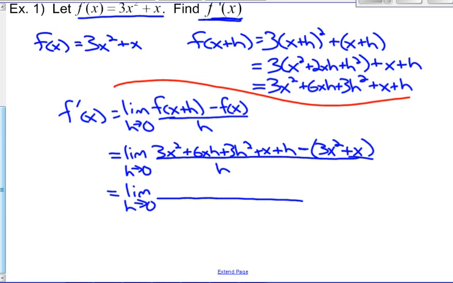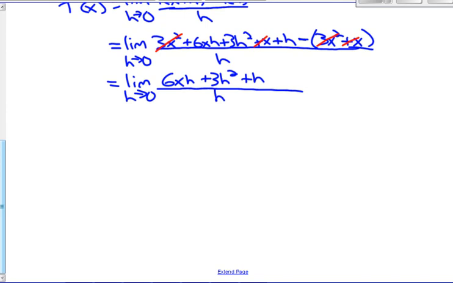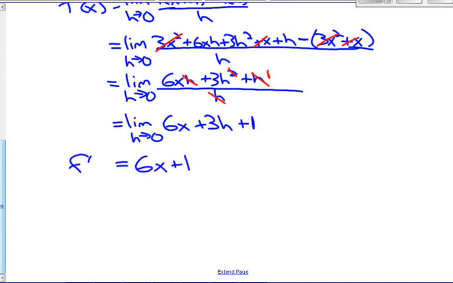So notice up top, the 3x squared and the 3x squared, those are going to be gone. The x and the x, those are going to be gone because we're subtracting them off. So we're left with 6xh plus 3h squared plus h all over h. If we divide everything by h, then we get 6x plus 3h plus 1. So what happened here is those divided out, left us with 1. And as h goes to 0, what we're left with is 6x plus 1. That's what f prime of x is.